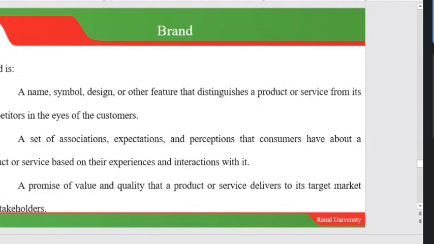So that is why if you're offering someone maternal services, then you're looking at a brand as a promise of value and quality, or you're looking at it as an expectation. What does this person expect after attending an antenatal care service? What is the perception that the person has about going in for antenatal care services?